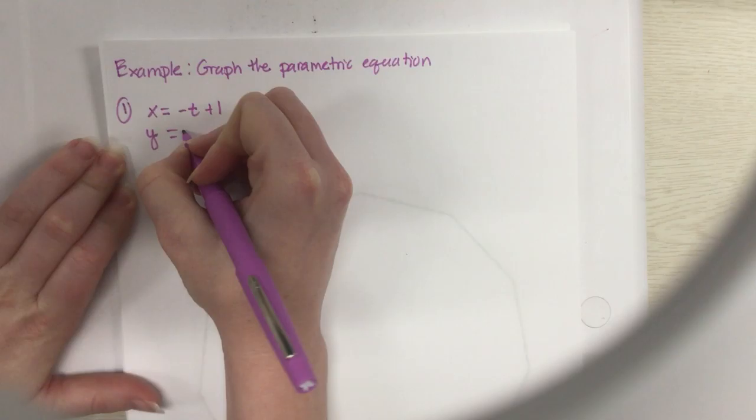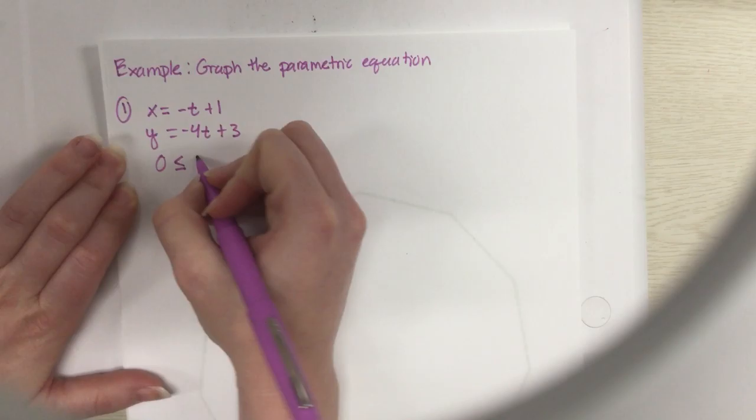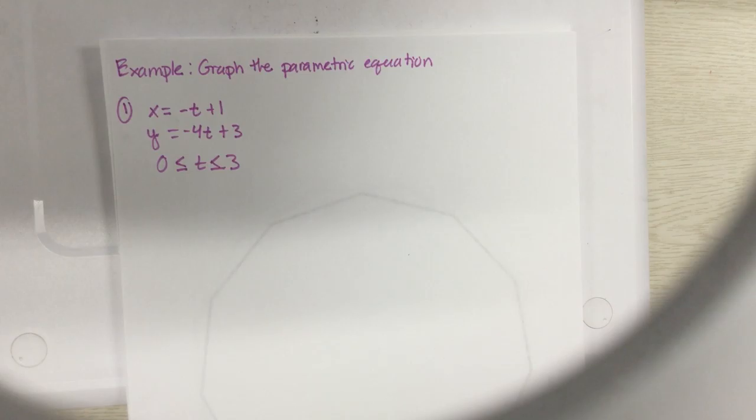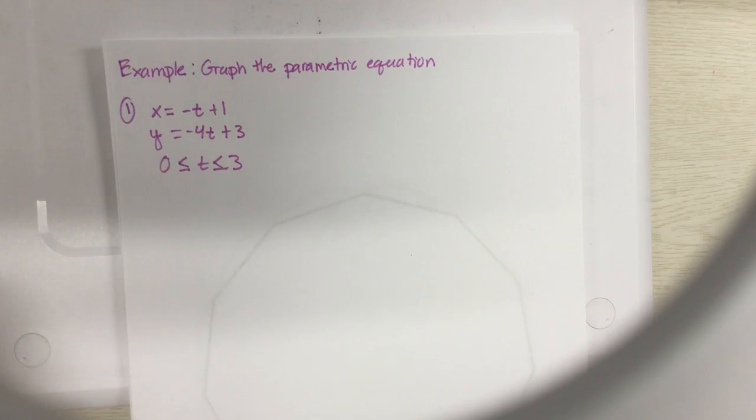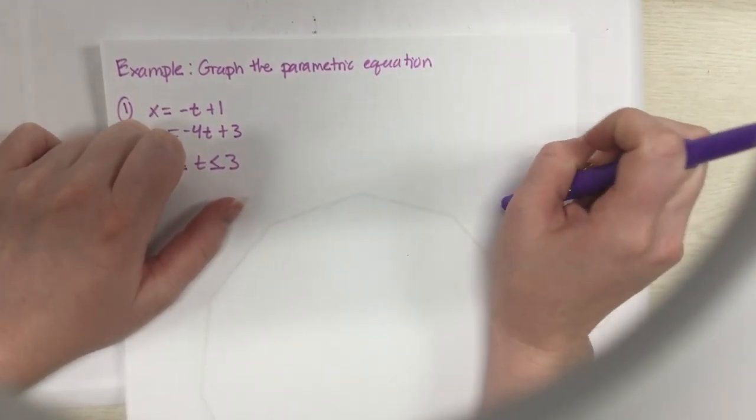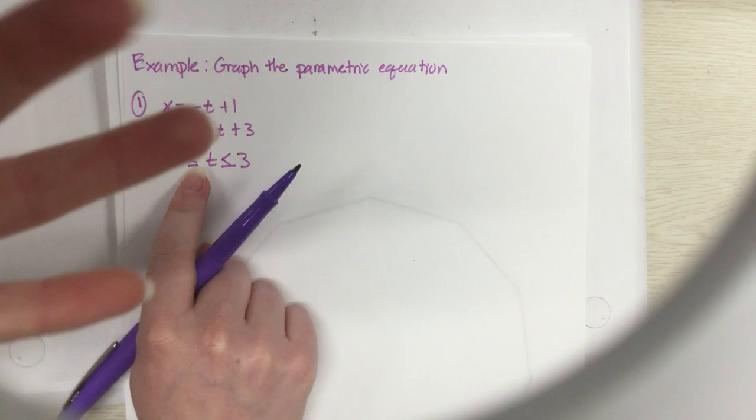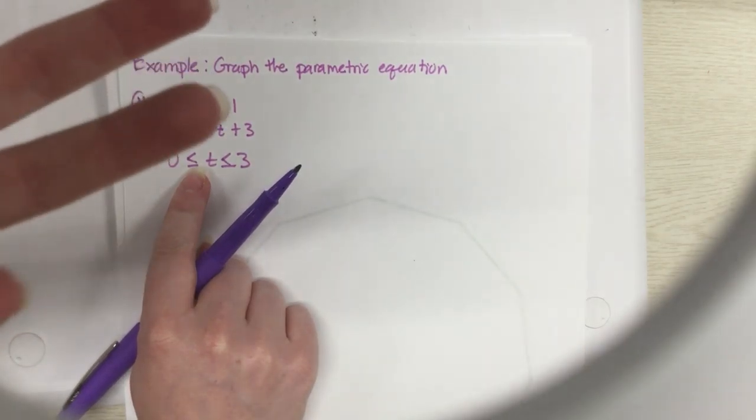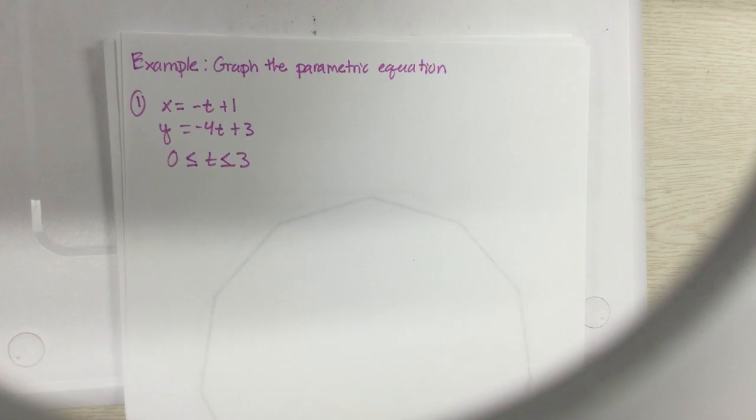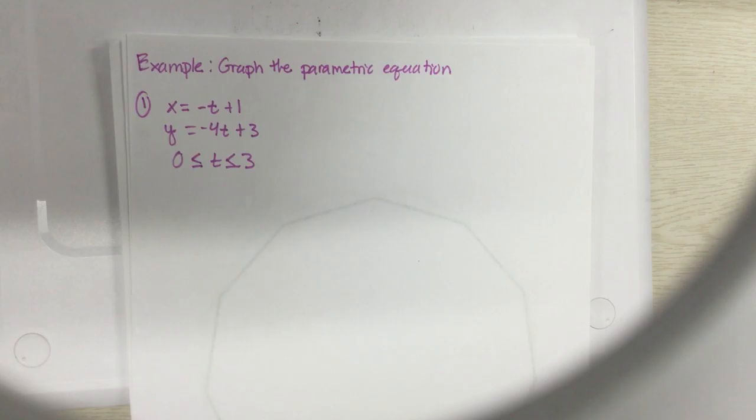So we've got x equals negative t plus 1, y is equal to negative 4t plus 3, and t is on this restriction from 0 to 3. What you could do if you want is make a table, go 0, 1, 2, 3, and then find an x and a y coordinate, plot those, be good. That would work when it's that small of an interval, right? This is only 4 values: 0, 1, 2, 3. But say we're going to do negative 10 to 25, I think most of you would prefer not to do 35 points, plug it in, and plot kind of thing.